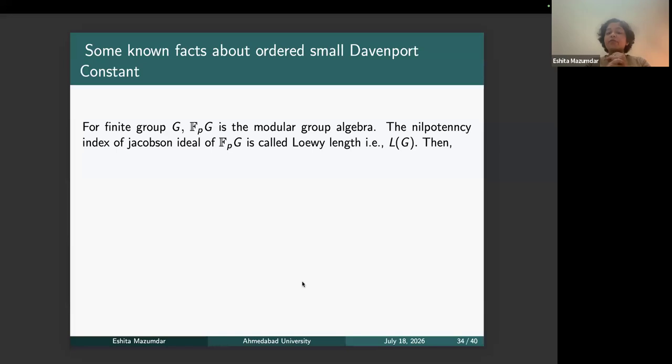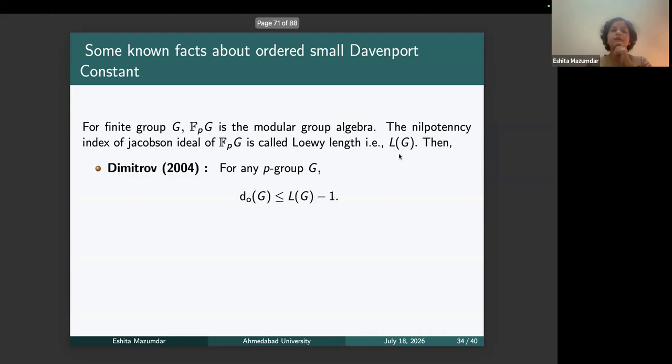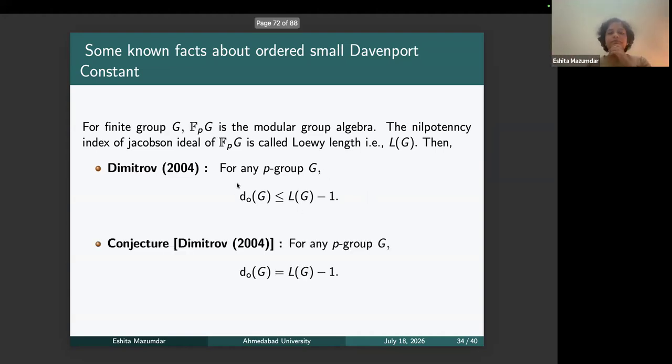If you have a finite group G, and let us consider FPG being the modular group algebra, the nilpotency index of the Jacobson ideal of FPG is called the Loewy length, which we denote by LG. Then in 2004, Dimitrov proved that for any P group G, whether it is abelian or non-abelian, this happened. And he conjectured that for any P group, this equality happened.